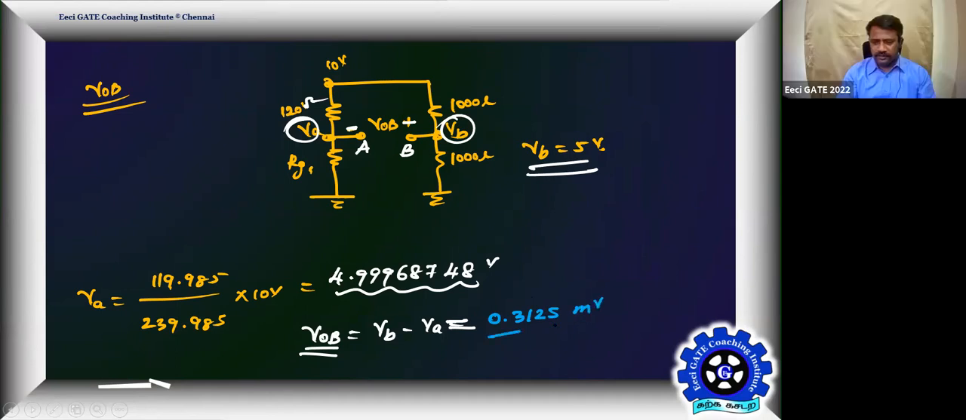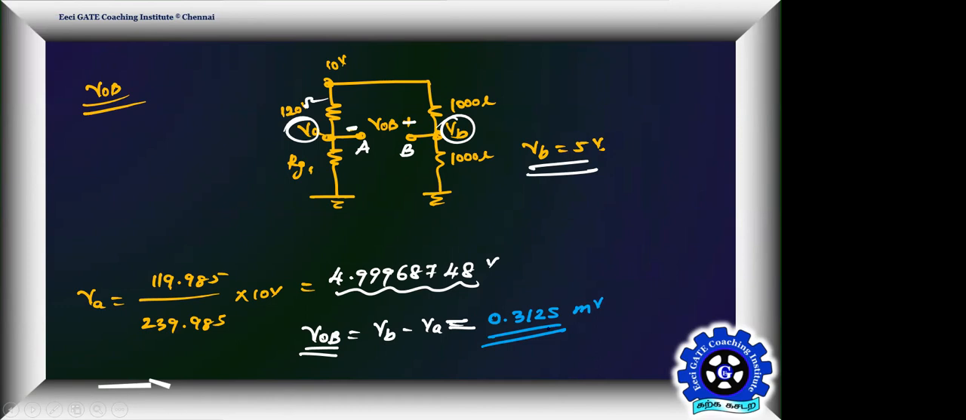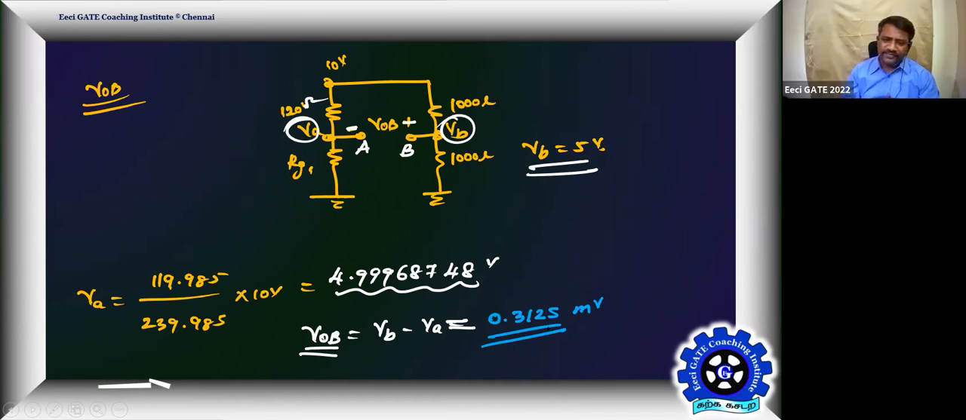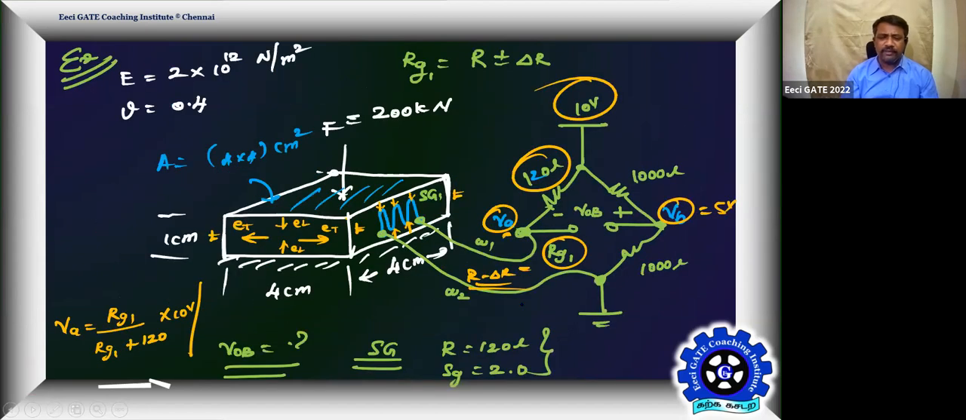Is it okay? Yes, sir. So you have to check whether the answer is in milli or micro. Usually the transduction bridge, even for such a huge strain, that's a problem. You're giving 200 kilonewtons, the bridge output is just a few millivolts only.